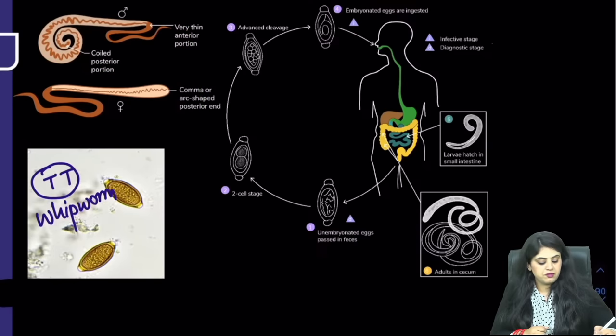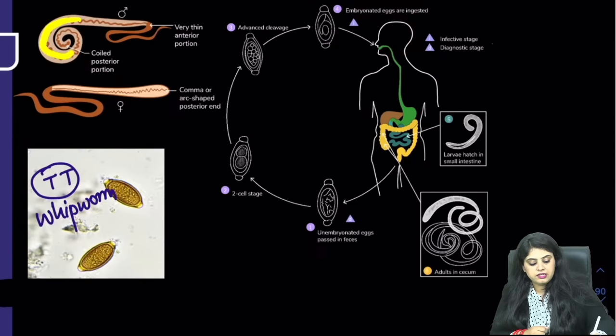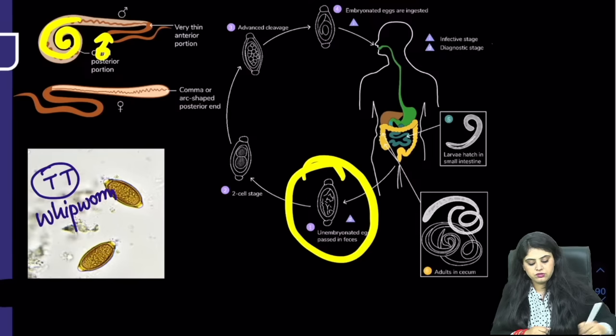Which is male, which is female? Ma'am, jo posteriorly gol gol hoga, wo male hai. Jo posteriorly aise gol gol hoga, that is going to be a male. Simple. Settled. So hunter jaisa whip worm and the dholak wala barrel shaped eggs, Trichuris trichiura is also done. Let's move on to the next one.